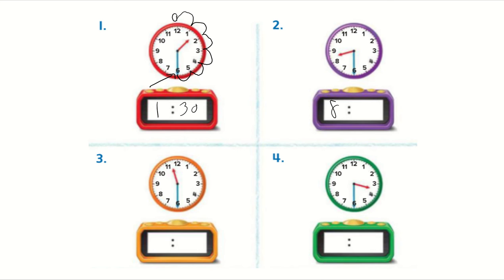And like we just talked about, boys and girls, that minute hand is either going to be on the 12, which shows us 0 minutes, or it's going to be on the 6, which shows us 30 minutes. So right here, boys and girls, we have 8:30. All right, let's keep moving here.